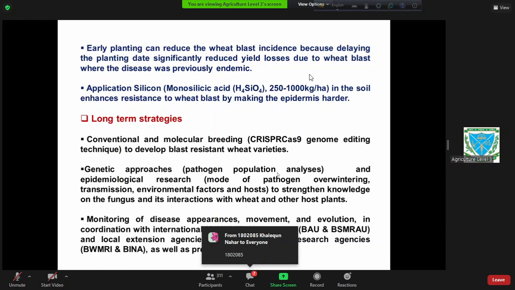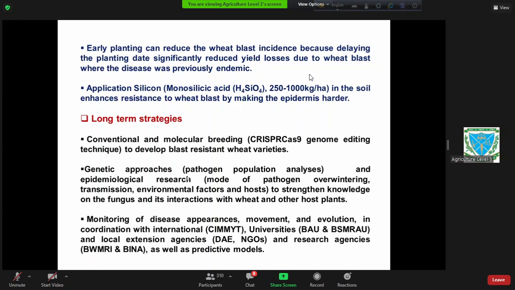Genetic approaches, pathogen population analysis. We have to have a good understanding what are the pathogen races we have in the country. Epidemiological research, how the pathogen overwinter, where they stay, how they transmit, what are the crucial factor, environmental factor, we need to have a clear idea about these so that we can manage the wheat blast for long time.